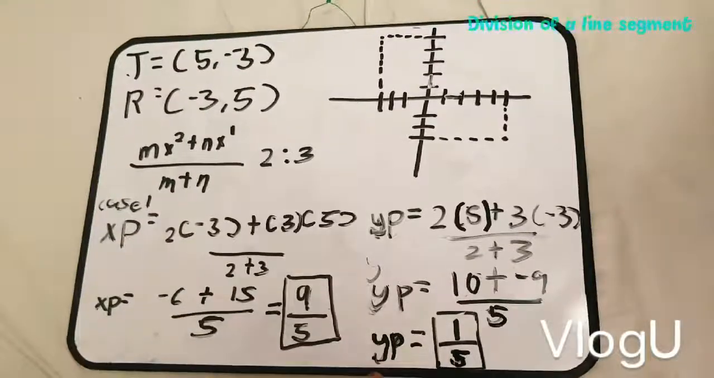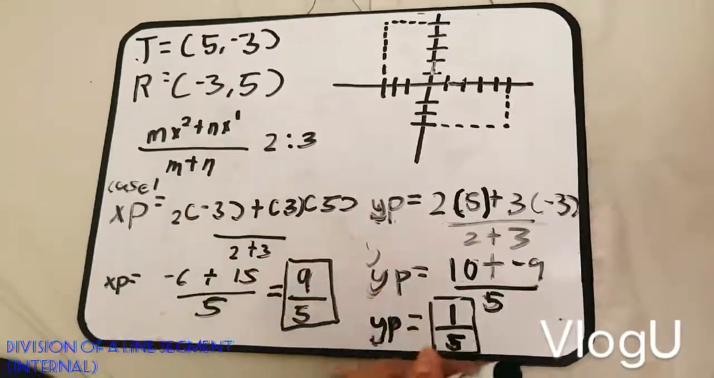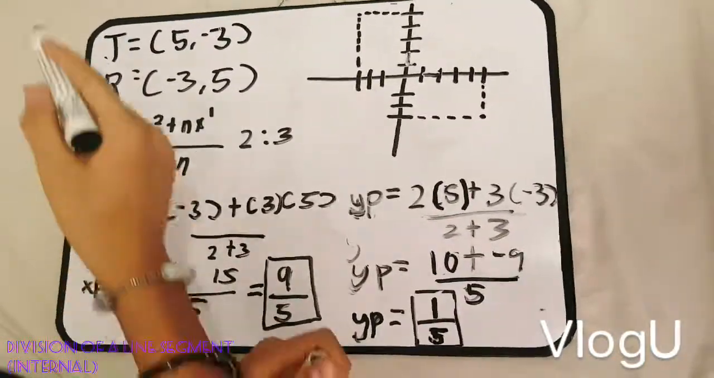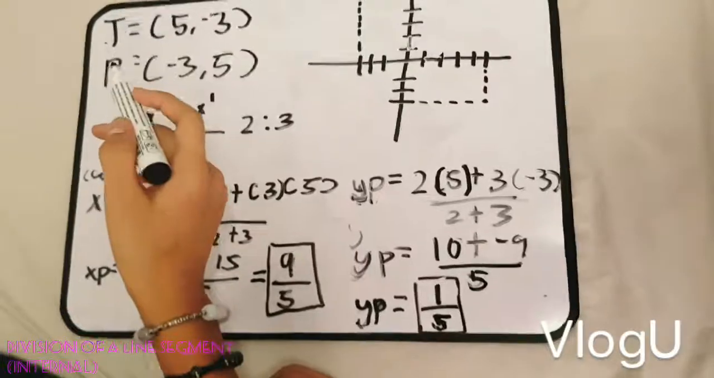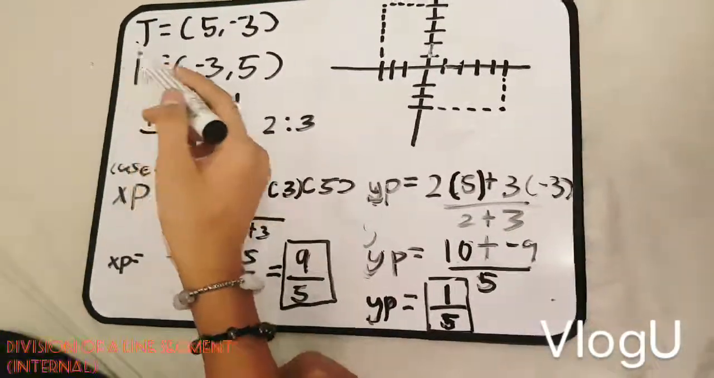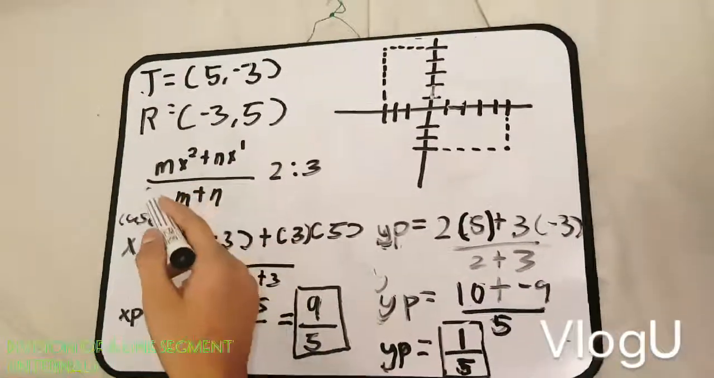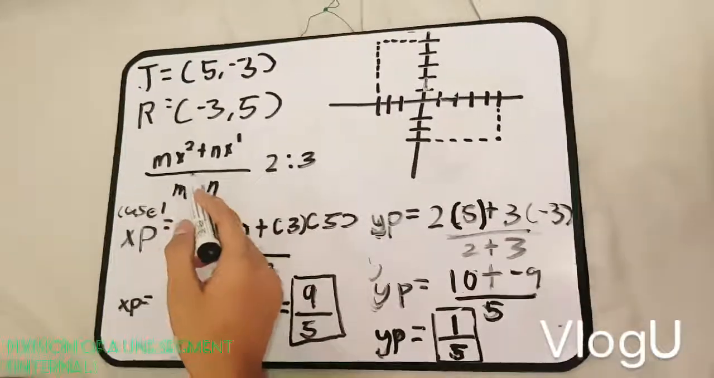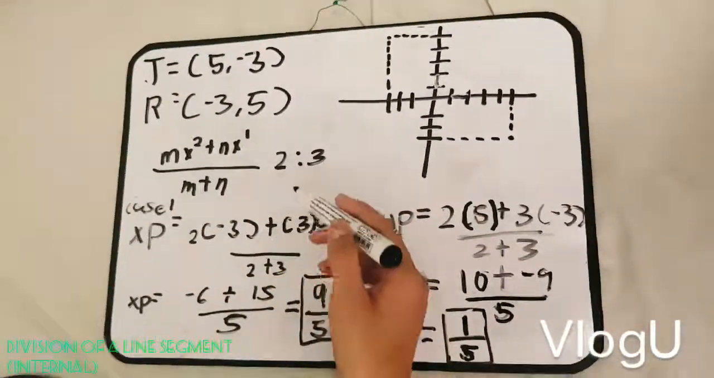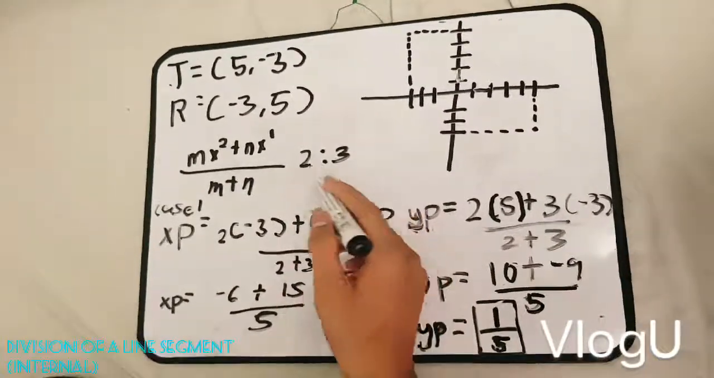So for our first problem in division of line segment, it is actually internally, which means we divide. So for our x1 and y1, it will be point J, and our x2 and y2, it will be point R. And we're using the formula m x of 2 plus n x of 1 over m plus n. We also have a ratio of 2 over 3, or 2 is to 3.